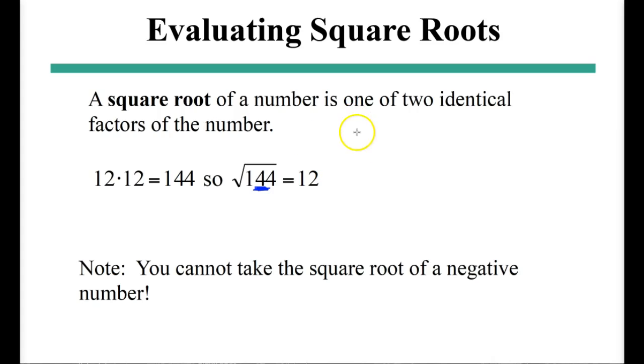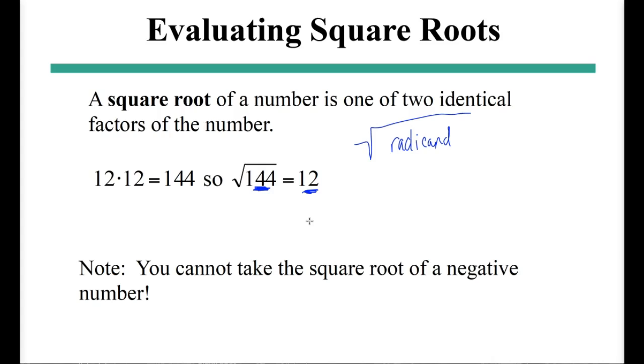Now, another thing that we need to understand is some of the language here. This is a radical sign, and what is under the radical is called the radicand. And the number that we have here is called the square root in this case.